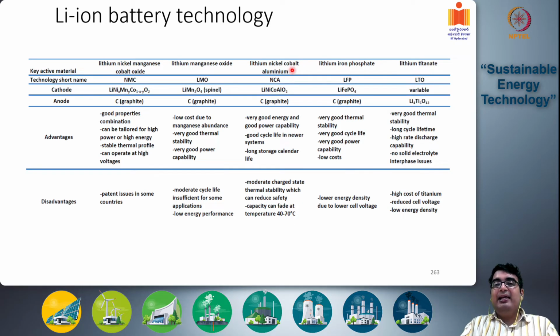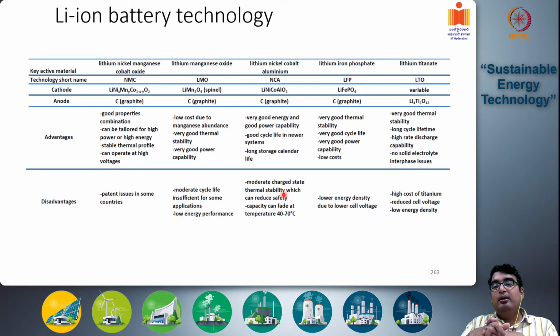Lithium, nickel, cobalt, aluminum. Again, you have nickel, cobalt, but instead of manganese, you are using aluminum oxide here. Okay. So this is called NCA, nickel, cobalt, aluminum. It has also very good energy and good power capability, good cycle life in newer systems. So newer systems have a good cycle life, long storage calendar life. So those are the advantages. There are certain problems with thermal stability, and so at high temperatures its capacity can degrade significantly. So it has to be at lower temperatures, room temperature or lower, for it to perform well. So that's one of the disadvantages.